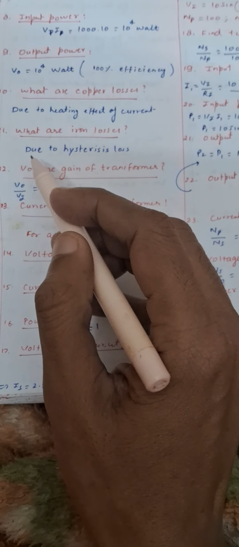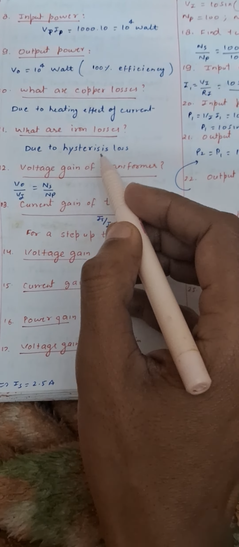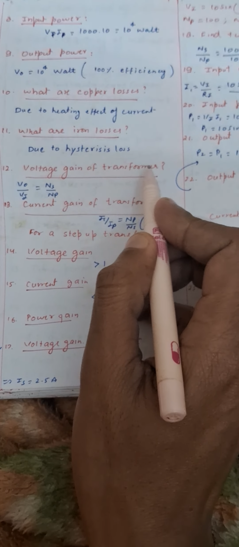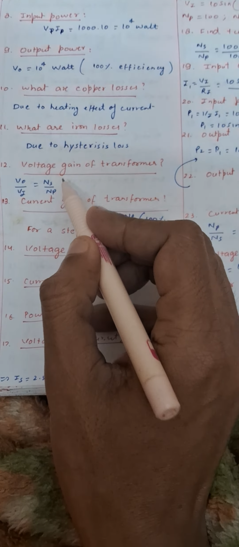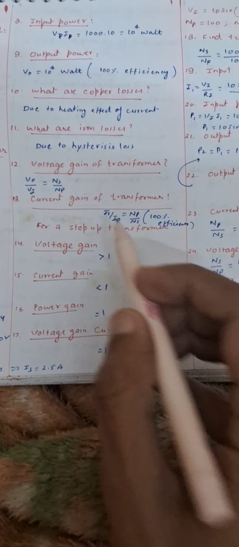Next is, what are copper losses? So copper losses are due to heating effect of current. Next is, what are iron losses? So these are due to hysteresis loss. Next is voltage gain of transformer. So it is the ratio of output and input voltage, which is equal to the number of turns in secondary to the number of turns in primary.